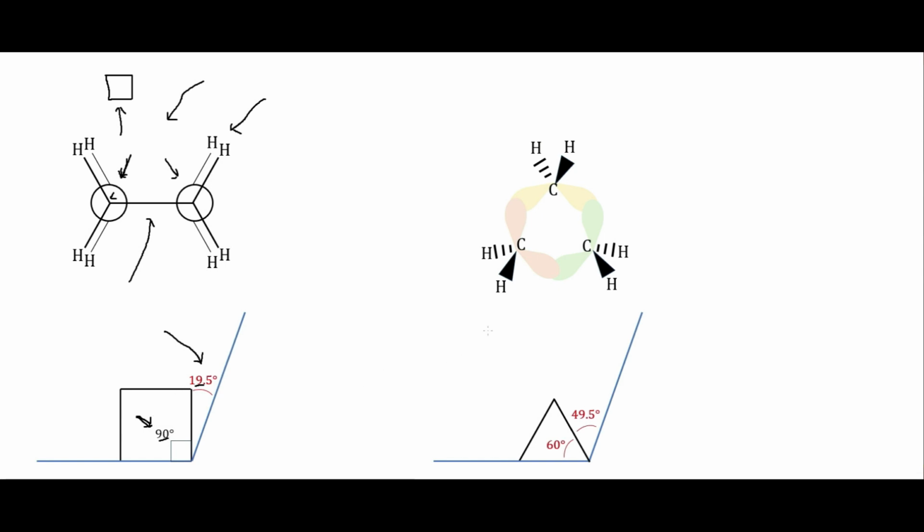from the carbons here. And same with the cyclopropane, but now the bond strain is even worse because we are constrained to these 60-degree angles. So we are losing 49.5 degrees on what these bonds want to be.